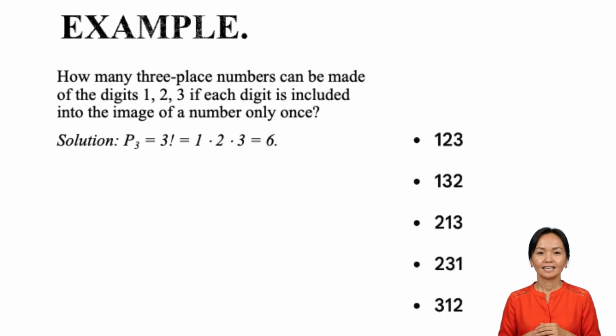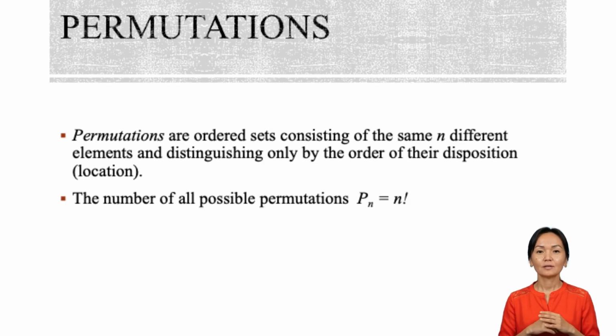Order matters. If we had used the digits 1, 2, and 3 to create three-place numbers, 123 is clearly different from 321. So when we're counting permutations, we're counting all possible ordered arrangements of a set of items, and as this example shows, the number grows quite quickly even with just 3 items. Now let's formally define permutations.